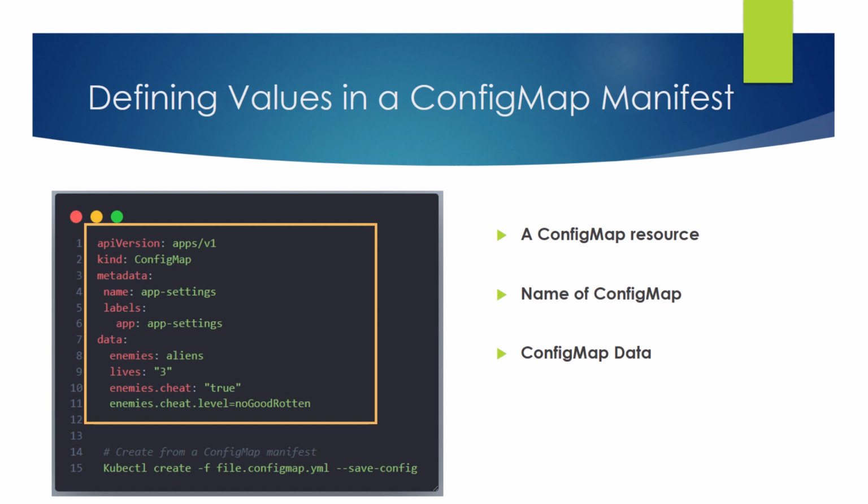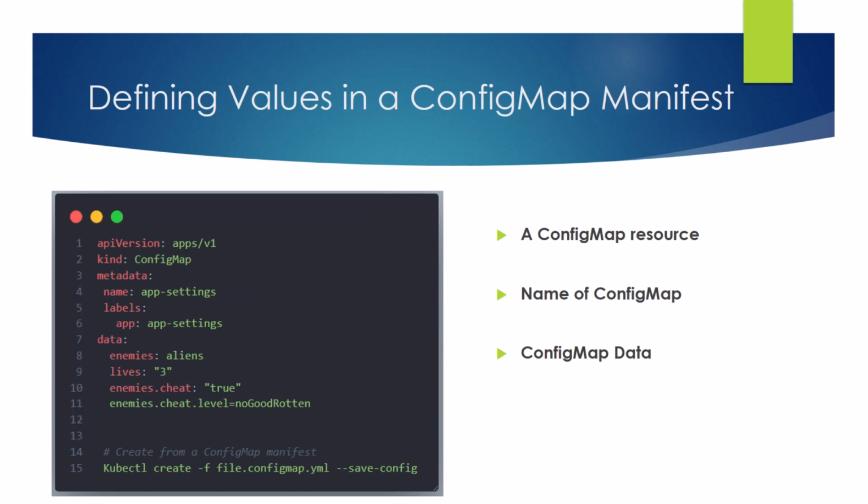Now the actual configuration data itself would go within this data property, and you will notice I have enemies, lives, and even some complex properties like enemies.cheat. Whatever you want to put here, this would then be the config data that would be registered inside of Kubernetes. And then a little bit later I will show you how we can get to this based upon the name that you see, app settings. Now in order to get this data into Kubernetes, we could use kubectl create and use the normal -f and then give it the file name, just like we have done with pods, services and deployments.